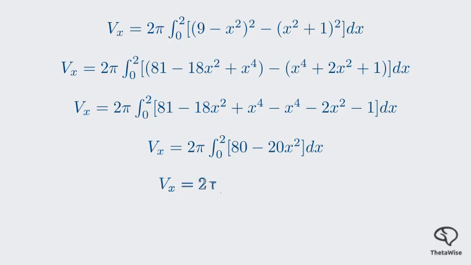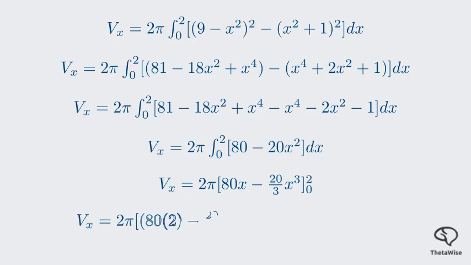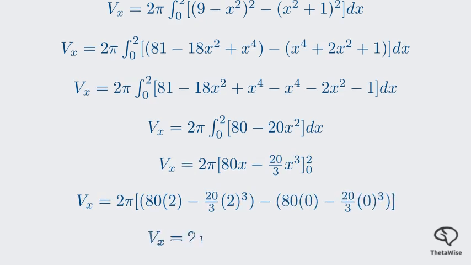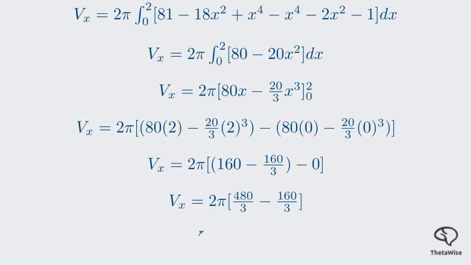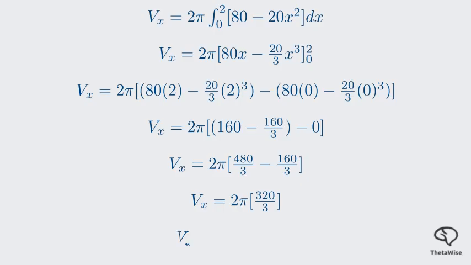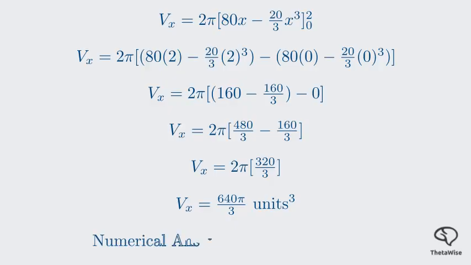Now we can integrate. The integral of 80 is 80x, and the integral of negative 20x squared is negative 20 times x cubed over 3. We evaluate this expression from our lower limit 0 to our upper limit 2. Plugging in 2, we get 2 pi times the quantity 80 times 2 minus 20 thirds times 8. The lower limit gives 0. We combine the fractions. 160 is 480 over 3. 480 minus 160 is 320, so we have 2 pi times 320 over 3. This simplifies to 640 pi over 3 cubic units. Numerically, this is approximately 670.206 units cubed.